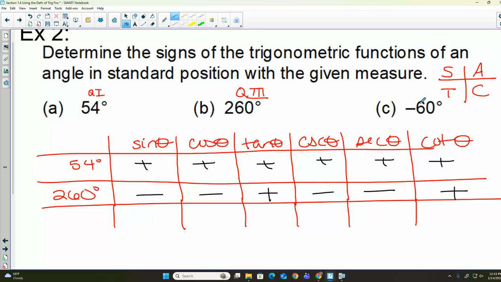Okay, negative 60. What quadrant is that? Two ways to think about it. You could think of spinning down 60, or if you add 360 to it, you get 300. So either way, that's quadrant 4. In quadrant 4, All Students Take Calculus, C is for what? Cosine. So cosine is positive, and the reciprocal of cosine is secant. So those two are positive, the other 4 would be negative values.